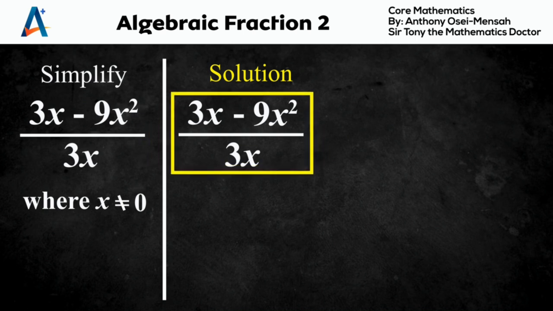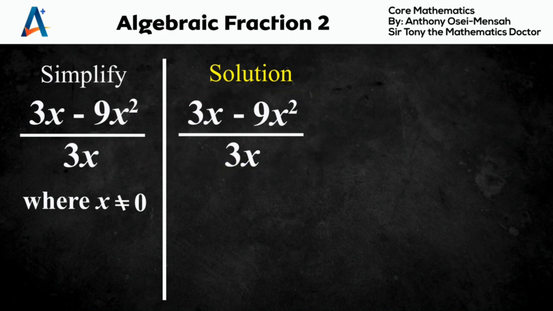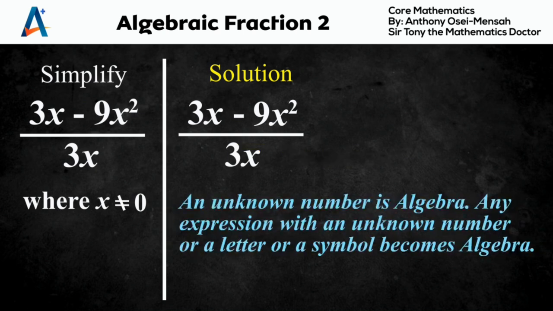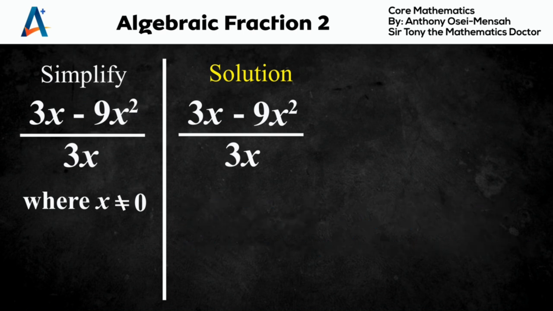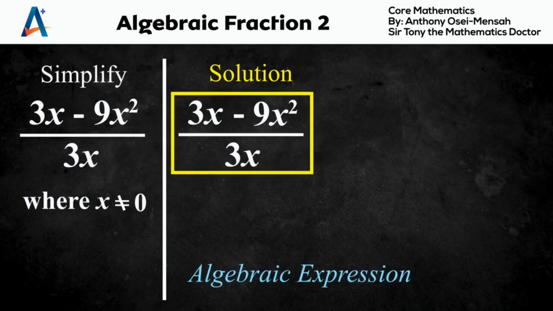Now, this entire expression is an algebraic fraction. The reason is, if you check this particular expression, we have a variable or the unknown as x. There is x at the numerator and there is x at the denominator. x represents an unknown number, and an unknown number is algebra. Any expression with an unknown or a letter or a symbol becomes algebra, and from algebra is when we have algebraic expressions. So in conclusion, this particular expression is an algebraic expression. That is how come we have the word algebraic.